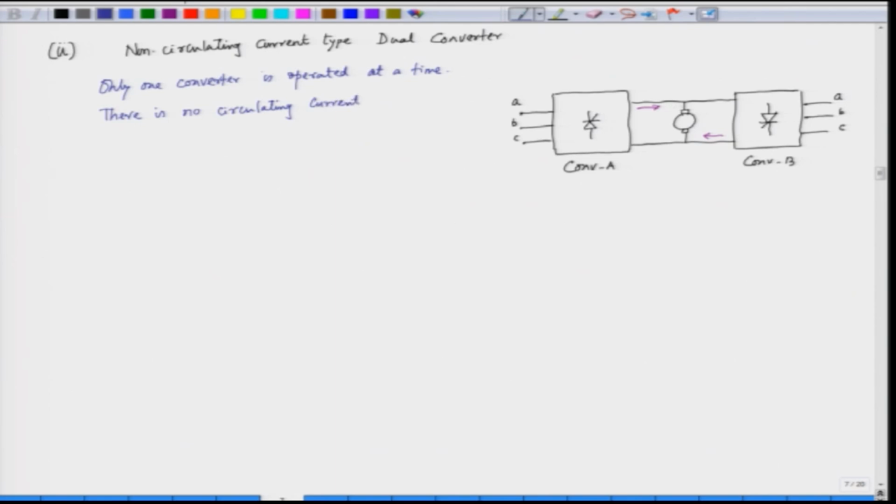The output current has to be sensed. This is the output current I A, and we have the output voltage, that is V A. So, when we want the output current to be positive, we trigger converter A. When we want the output current to be negative, we trigger converter B. So, for I A to be positive, converter A is triggered.